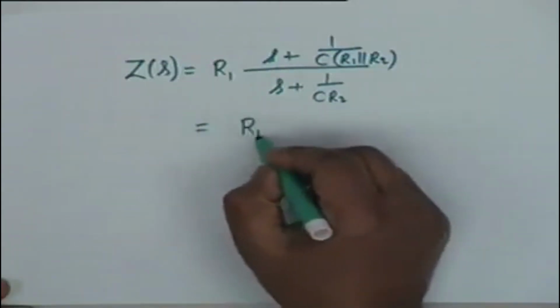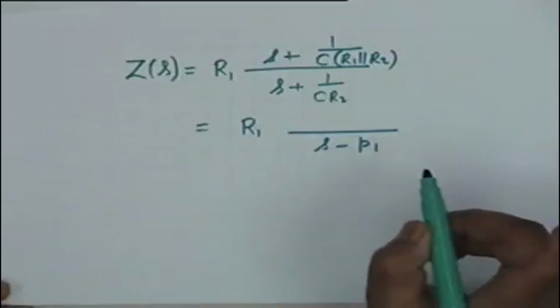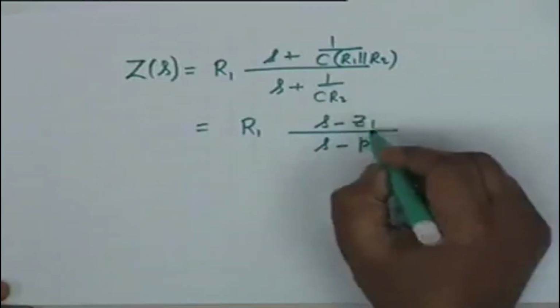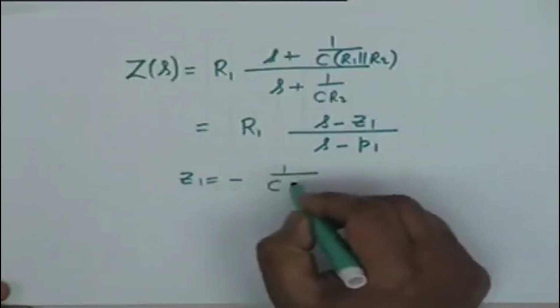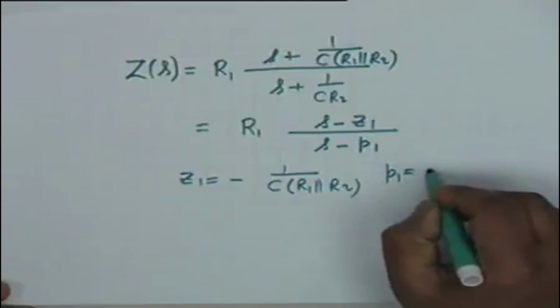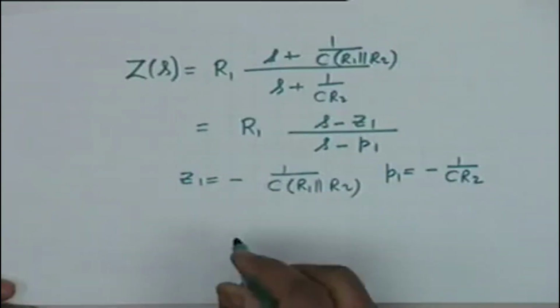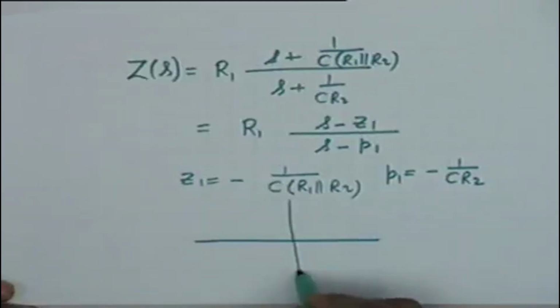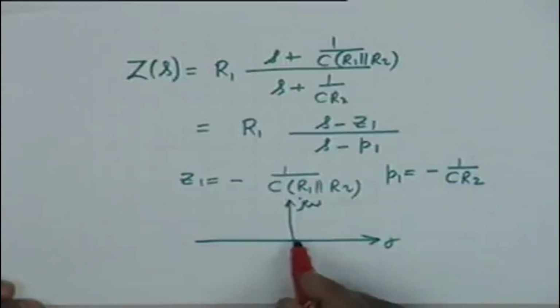Let's call this R1 times S minus Z1 over S minus P1. There is only one pole, and there is only one zero. Then Z1 is equal to minus 1 over C R1 parallel R2, and P1 is equal to minus 1 over C R2. So both the roots of the numerator and denominator, all of them are real and negative, and therefore the pole zero sketch shall be like this, sigma j omega. Now if I go from 0 to the left, what shall I meet first, the pole or the zero?